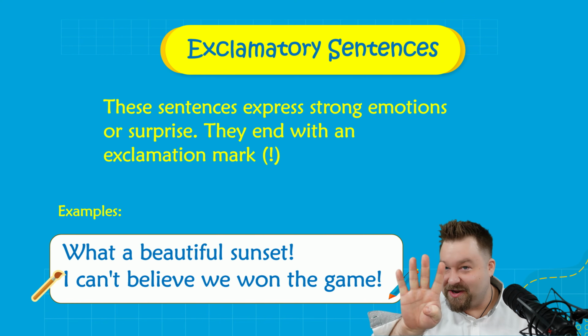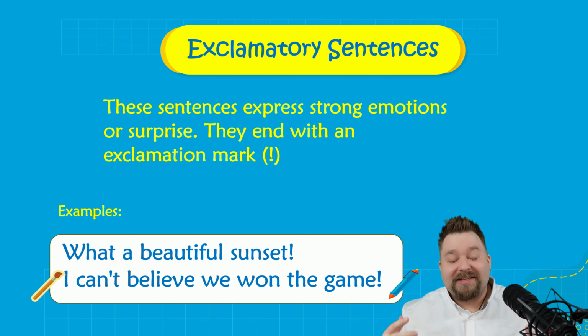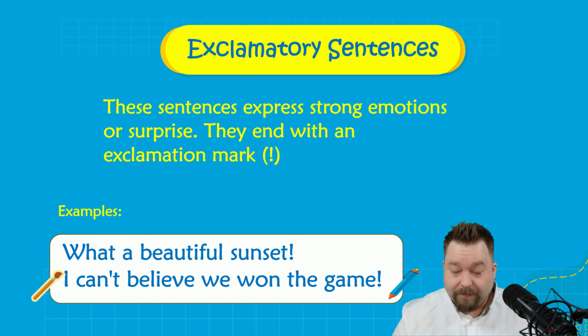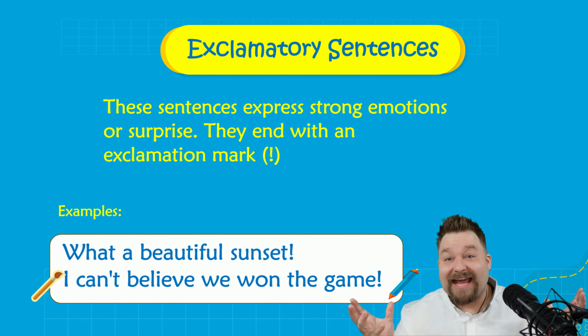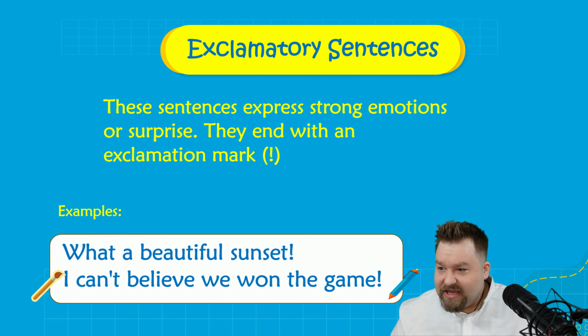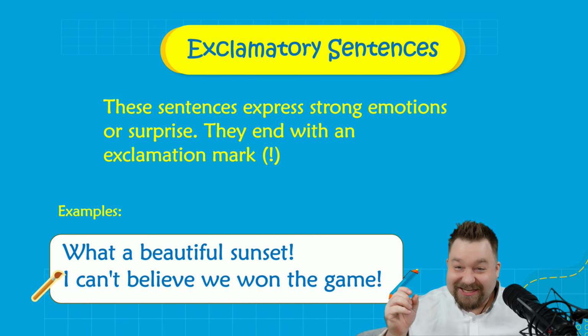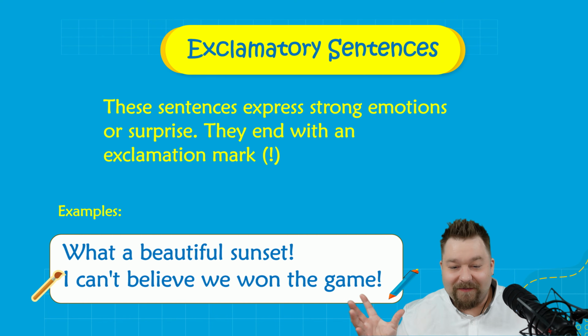Great. Number 4, we have an exclamatory sentence. Now, what is an exclamatory sentence? It's an exciting sentence. It's a strong feeling. We're really wow about something, okay? Exclamatory, wow. They have a strong emotion and they end with an exclamation point too.